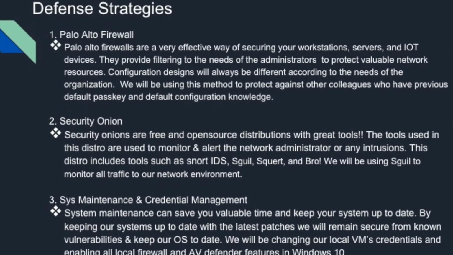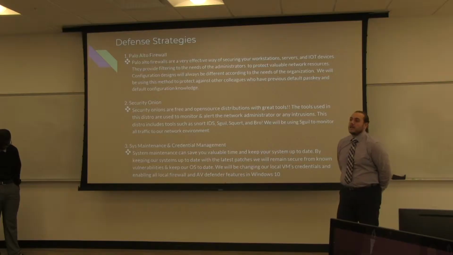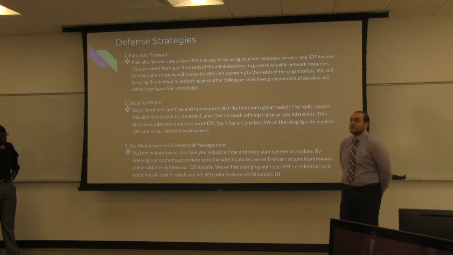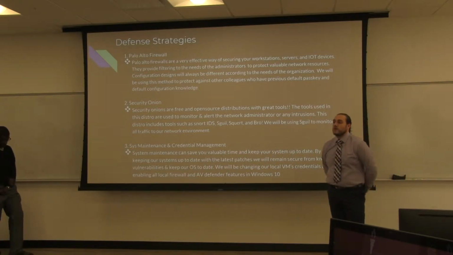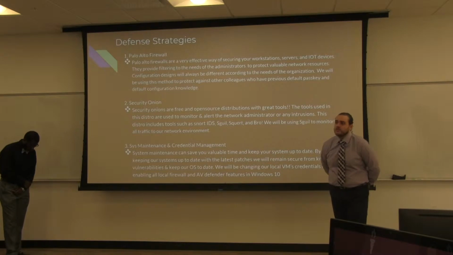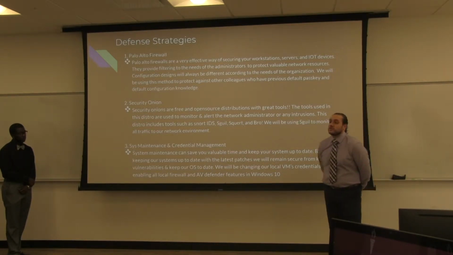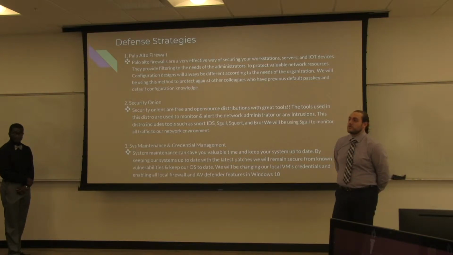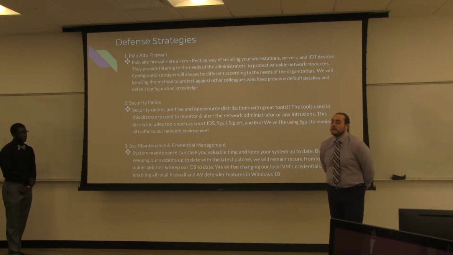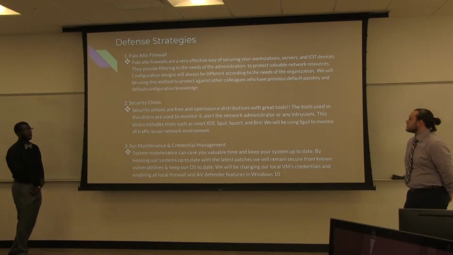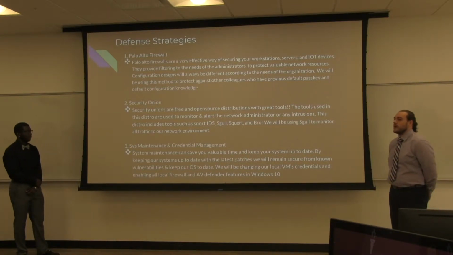Our second line of defense was going to be Security Onion. It's a free open source distro with great tools. The tools in this distro are used to monitor and alert the network admin of any intrusions. The distro includes tools such as Snort IDS, Squil, Squert, and Bro. And in this demonstration, we're going to be showing Squirrel to manage all the traffic on our network environment.